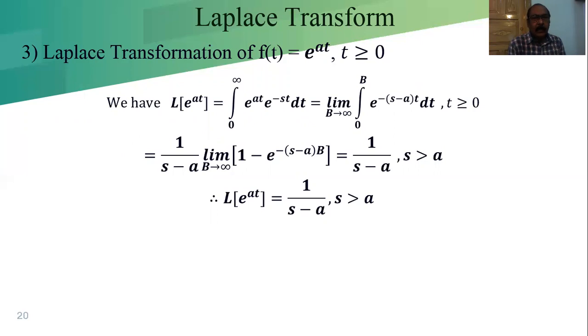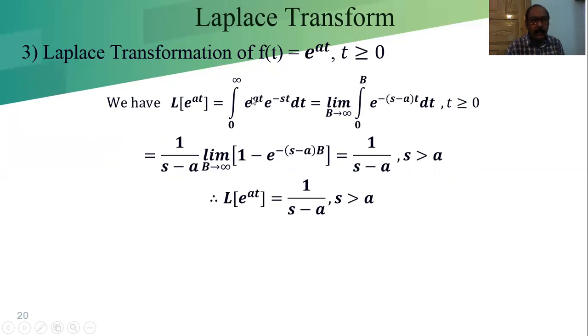Laplace transformation of f(t) equal to e to the power at, t greater than or equal to 0. As usual, we know the definition of the Laplace transformation. Laplace transformation of e to the power at, where e to the power at is our f(t). So integral from 0 to infinity of e to the power at into e to the power minus st dt. For improper integration, b tends to infinity, from 0 to b, e to the power at and e to the power minus st.